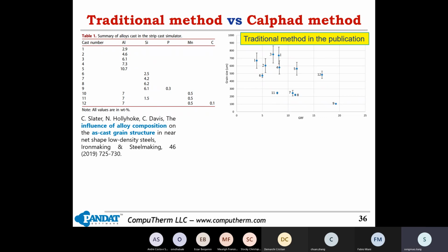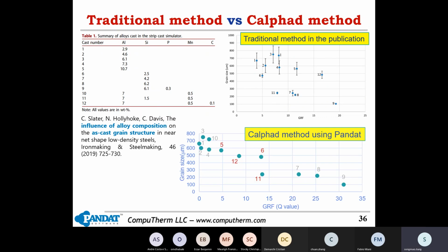We cannot see a strong trend in the relationship between grain size and the GRF value. But I used the same alloys and our Pandat calculations, and their grain size. I did it again, and we found that if we use CALPHAD to calculate the real Q value or the GRF value, this trend is very clear. So this is the advantage of the CALPHAD method for these Q value calculations.